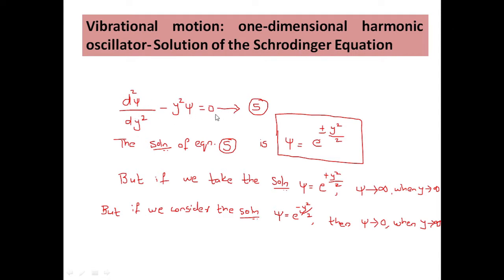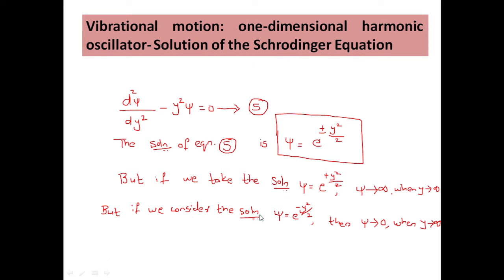The solution of this equation 5 is given by psi is equal to e raised to plus or minus y squared by 2. This you can actually verify. But if we take the solution psi is equal to e raised to y squared by 2, then psi tends to infinity when y tends to infinity. When y becomes infinity, our wave function also becomes infinity. So this is not an acceptable wave function.